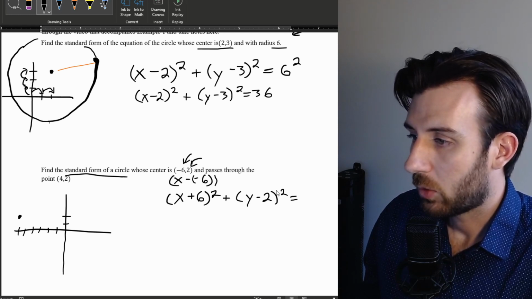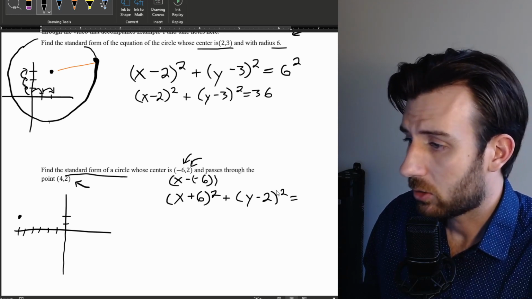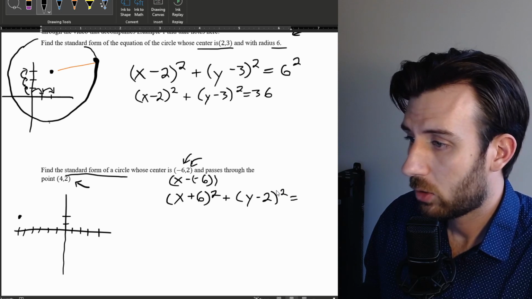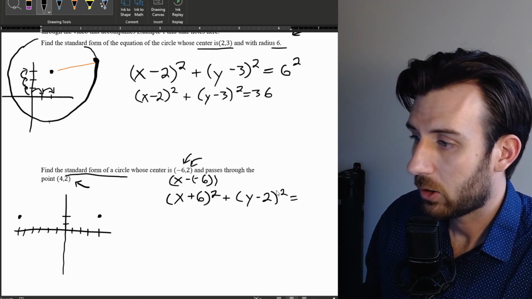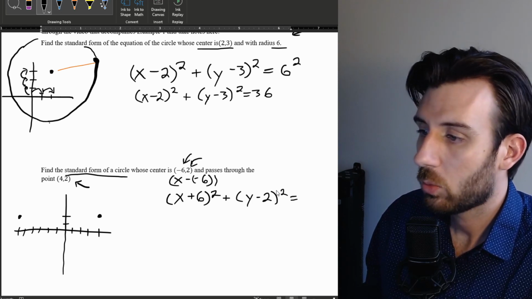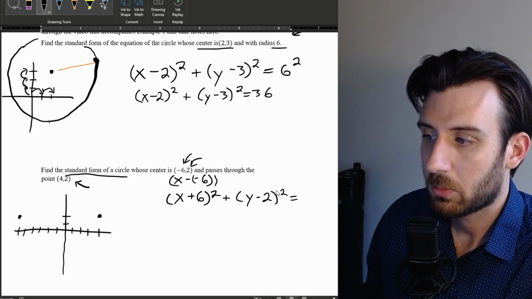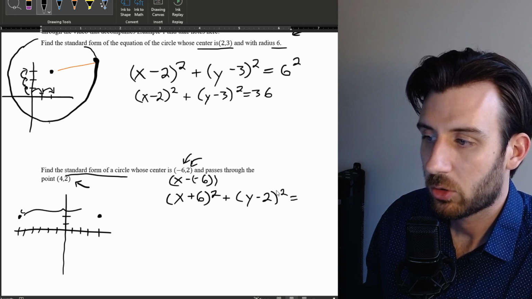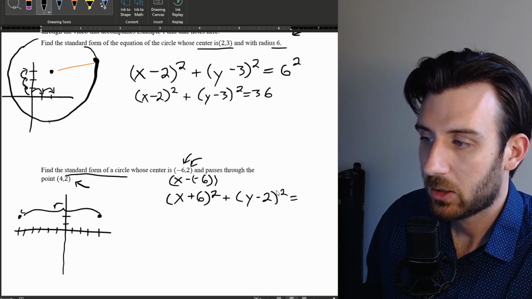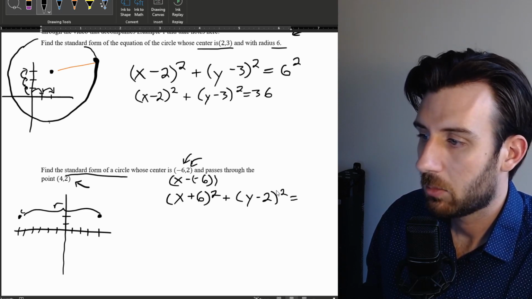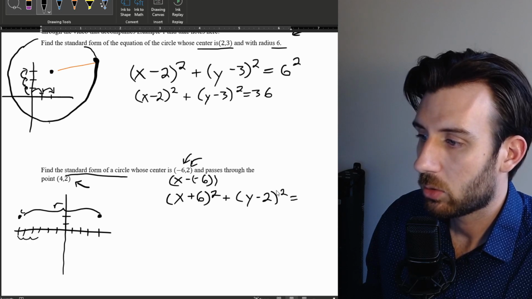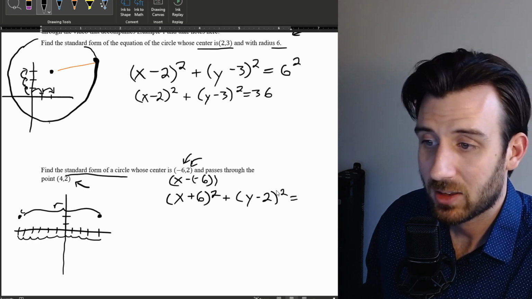Okay, where's this point? I know this point is on my circle, so let's do that. 1, 2, 3, 4, and then I'm going to go 1, 2, up 2. Here we are. Oh, well, isn't that my radius? Isn't my radius going to be wherever I go from my center here, and I go all the way across to one point on my circle? Isn't that going to be my radius? How far would that be? That would be 1, 2, 3, 4, 5, 6, 7, 8, 9, and 10. That'd be 10 units away.